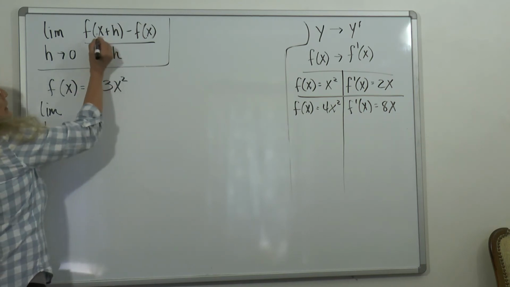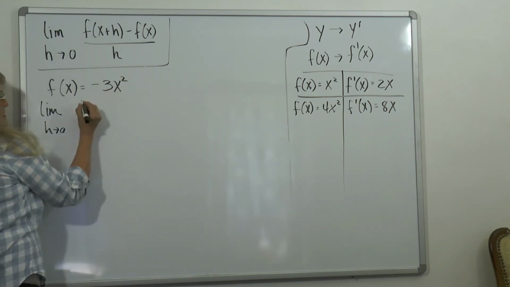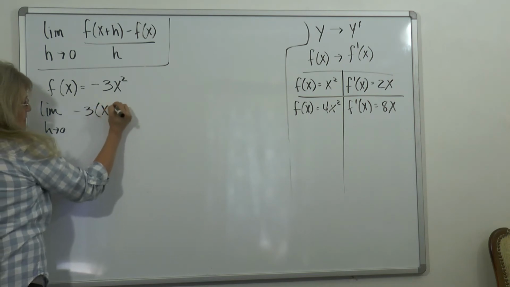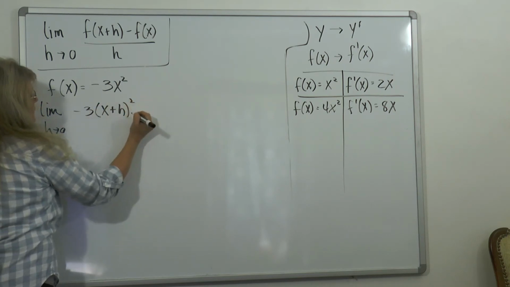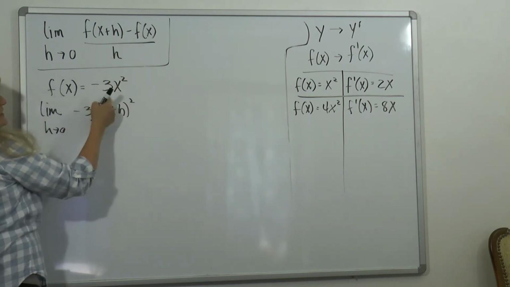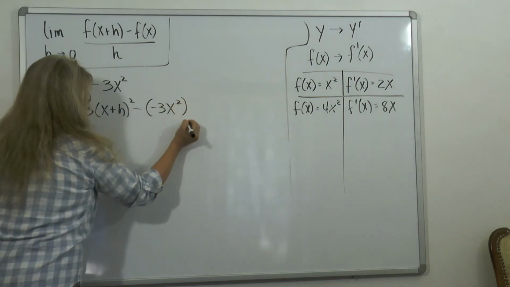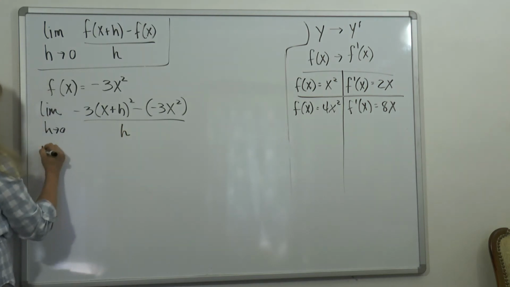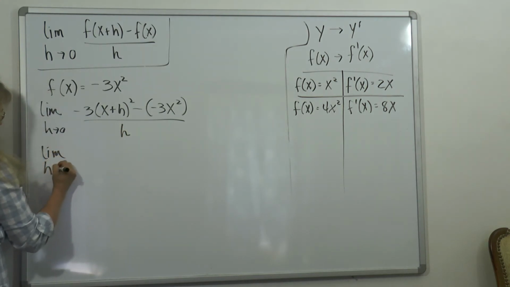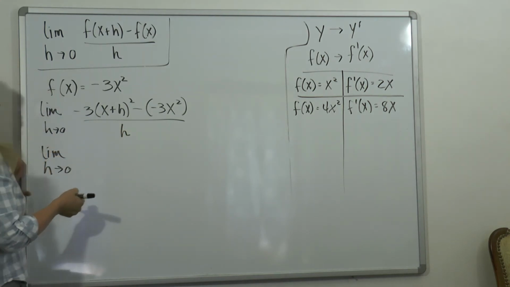Okay, so f of x plus h, just replace this with x plus h squared. Then minus f of x is minus this thing. So I have minus negative 3x squared over h. Like always, when you have a negative, you got to be careful.